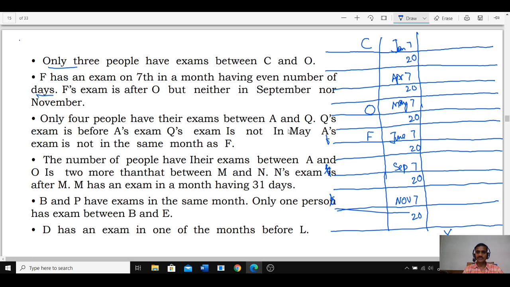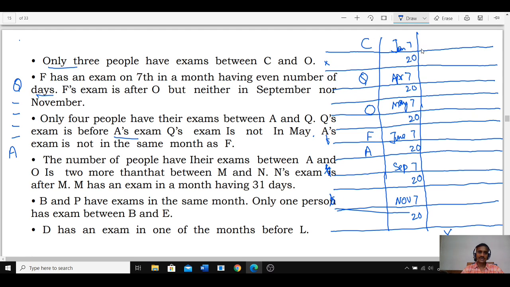Only 4 people between A and Q. Q's exam is before A. కనుక Q ki A ki మధ్యలో how many people we must have? There must be exactly 4 people. Q's exam is before A's exam. Q's exam is not in May. Q cannot be in May. As Q cannot be in May, then Q ఇక్కడ unte 1 2 3 4 not possible. Q cannot be here. If Q is here, 1 2 3 4, A will be here. That is one possibility, isn't it?